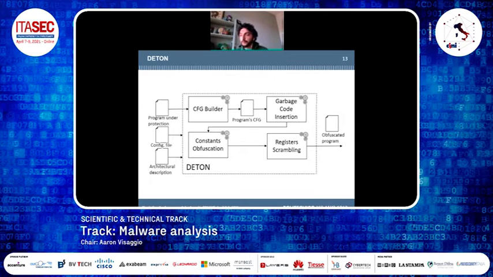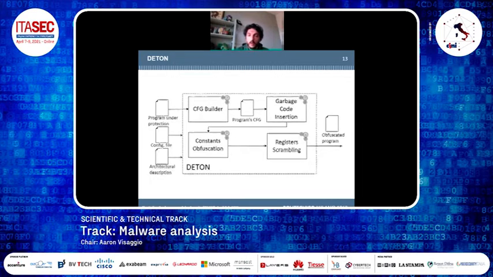We called it DETON. It takes the assembly code of the program under protection. It takes a configuration file that specifies how many times each module has to be run, and a description of the microprocessor in terms of the number of registers, the size of the registers, the names of the registers. Then a CFG description of the software is built, and then iteratively we run garbage code insertion, constant obfuscation, and register scrambling in order to get a final obfuscated program.